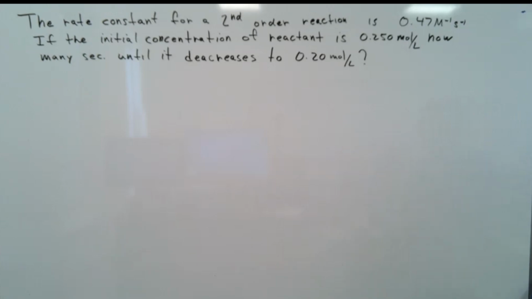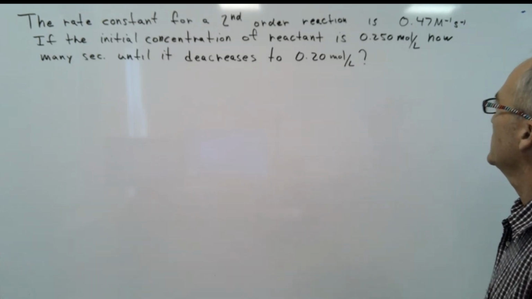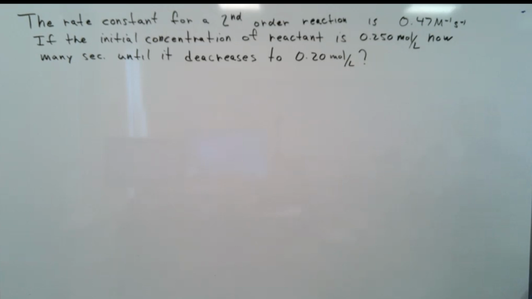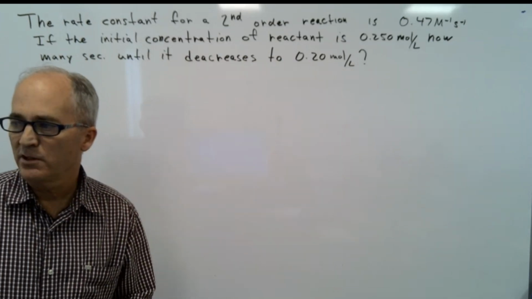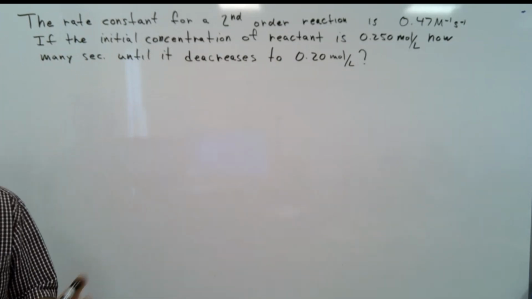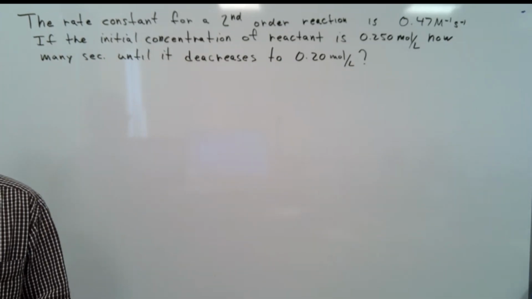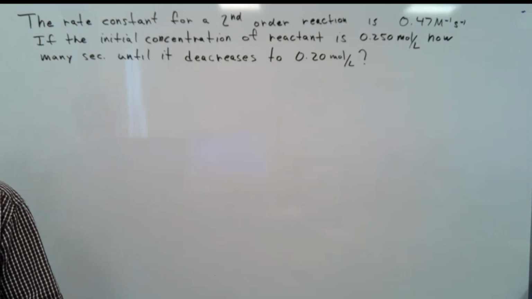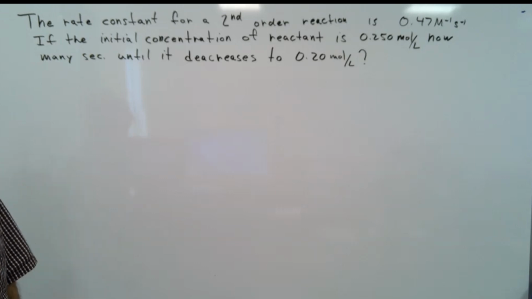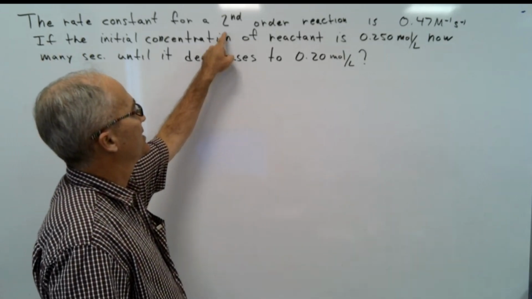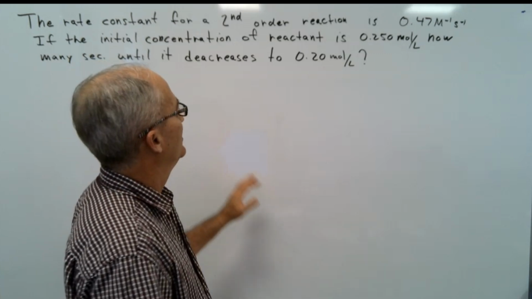The rate constant for a second order reaction is 0.47 reciprocal moles per liter per second. If the initial concentration of reactant is 0.250 moles per liter, that's molarity, how many seconds until it decreases to 0.20 moles per liter?